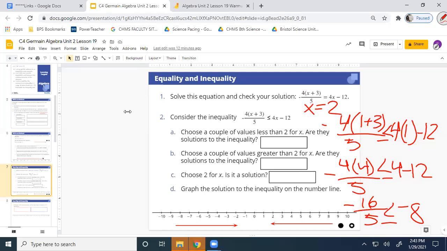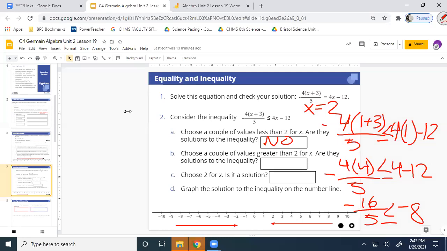Yes, I'm pretty sure. I'm just that good. So negative 3.2. Is negative 3.2 less than negative 8? No. Because geographically on the number line, it is further to the right. So that means it is a larger number. So is this a solution? No.